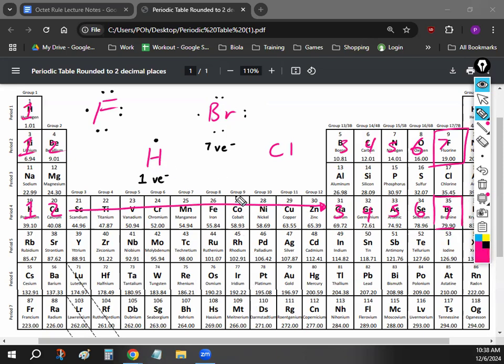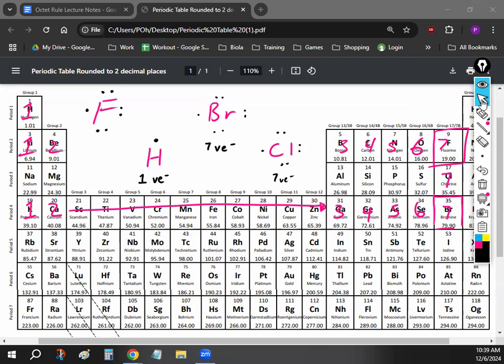Okay, and hopefully you guys can kind of see the pattern. If they're in the same column, they have the same number of valence electrons. So Cl will also have 7. Okay, so that's the review for Lewis structures. We will need to know how to do this for the new content, but any questions on these first couple problems? Should be pretty easy. Just count the boxes from left to right.